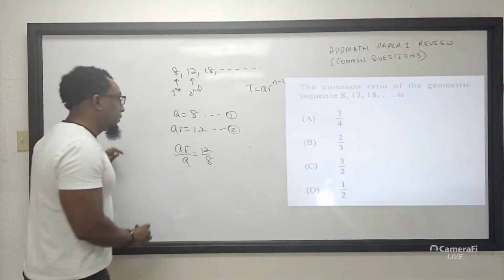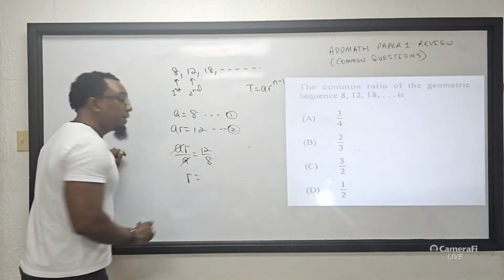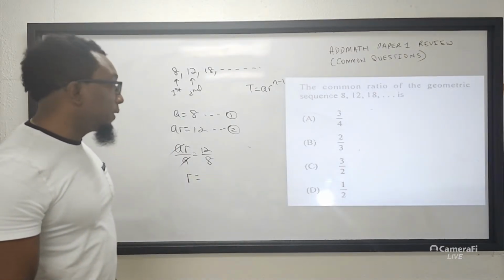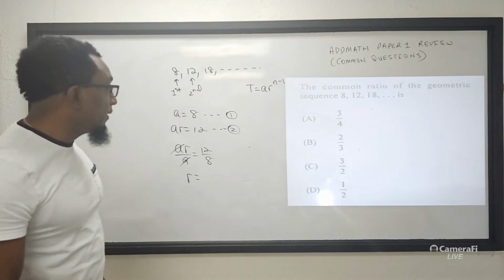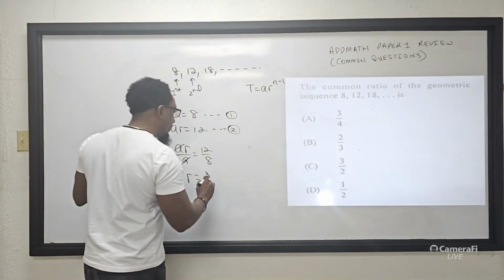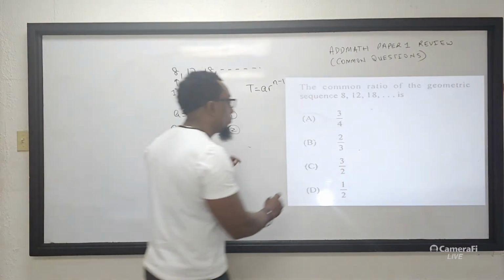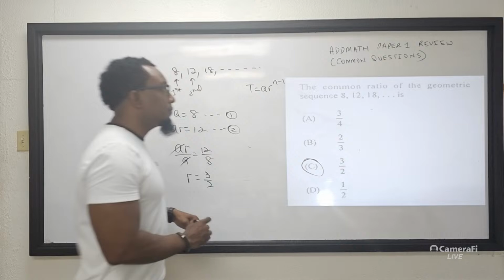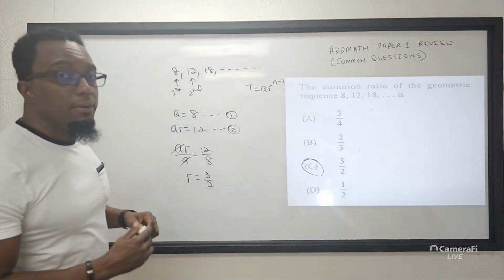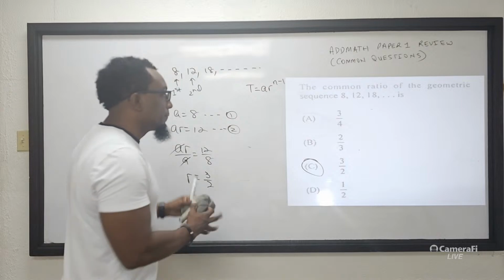So therefore, your two A's will divide into each other to give you 1. And R, which is the common ratio, which is what you want to find, is equal to 12 over 8. And we can simplify that. 4 into 12, 3. 4 into 8, 2. So the common ratio there is 3 over 2, which is C. So now we can find the common ratio. Alright, let's look at another.